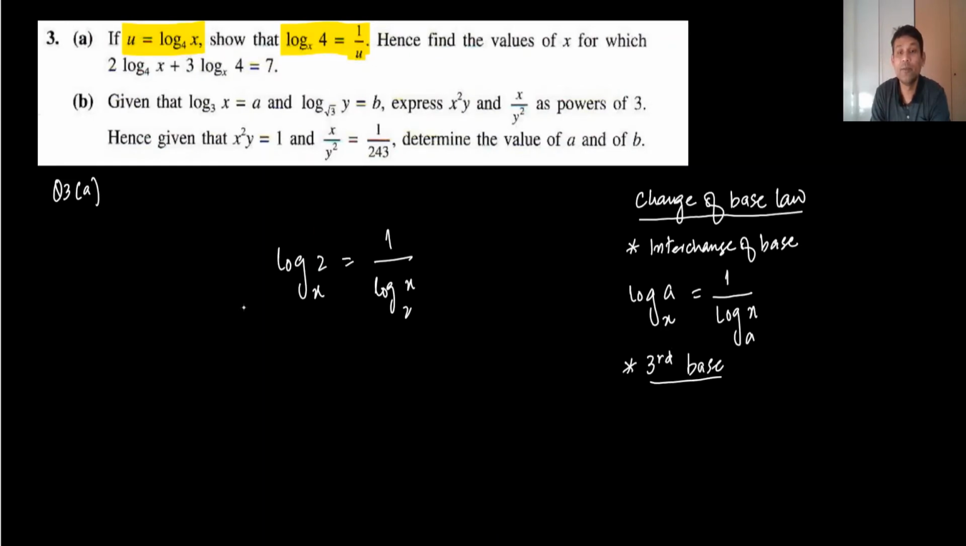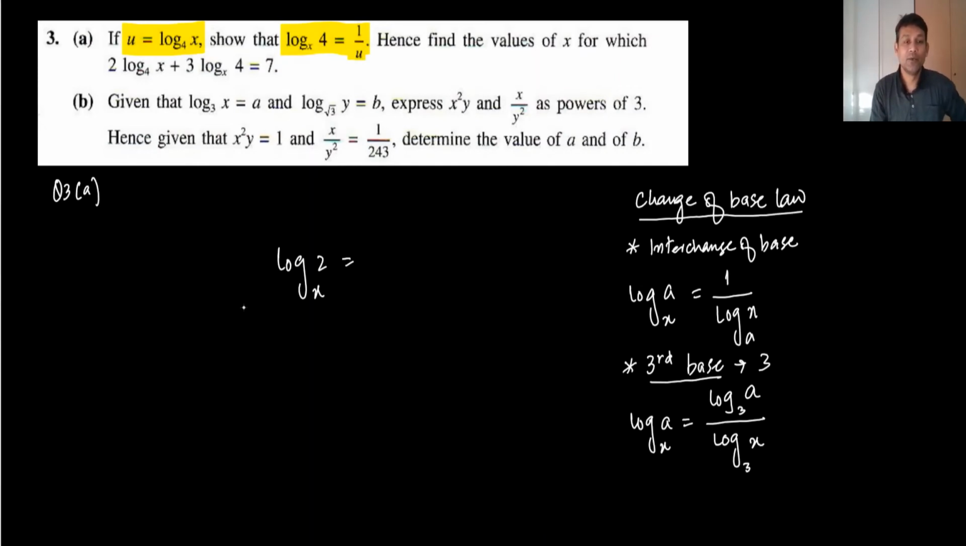When you want the third base, suppose we need base y or base 3. So let's see what will happen now. Log x a is equal to, I will write log, please don't write lg, please. I will write 3 here as the new base, because it's the third base. And a x will become a upon x. Very simple. For example, I want to give an example here.